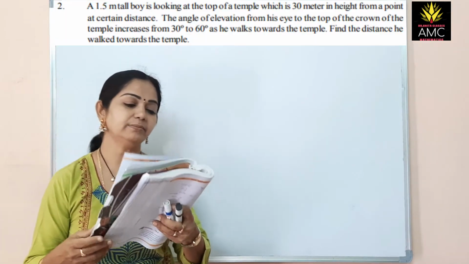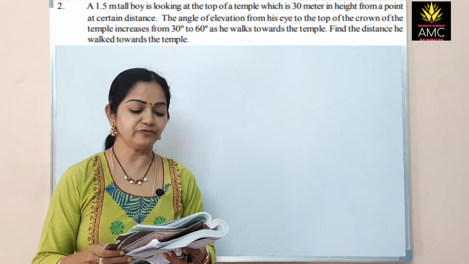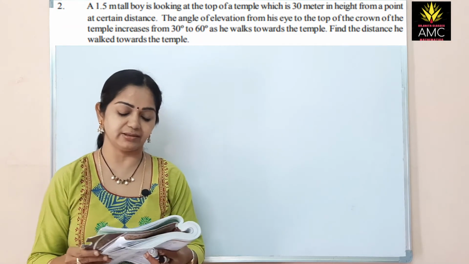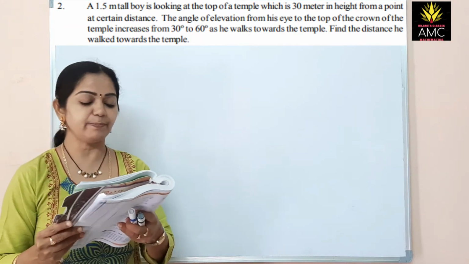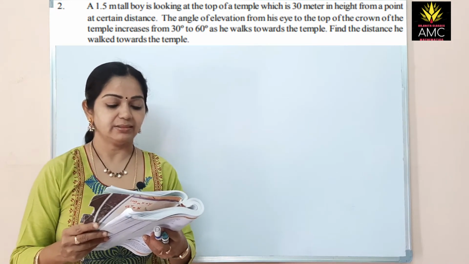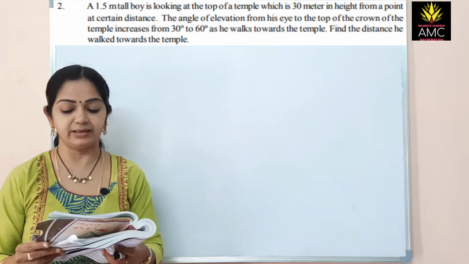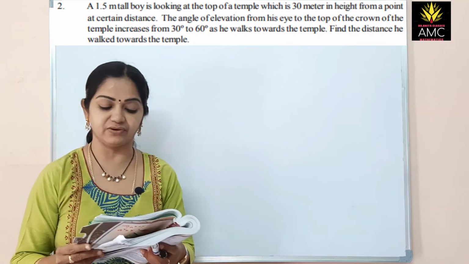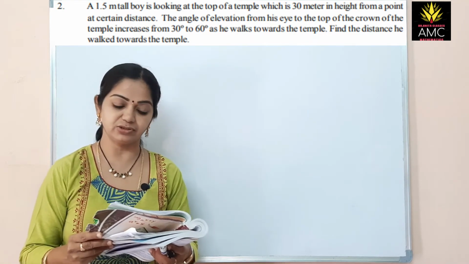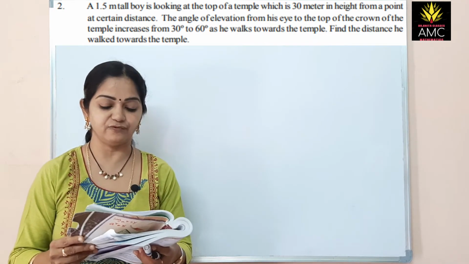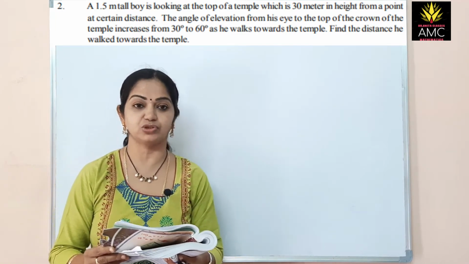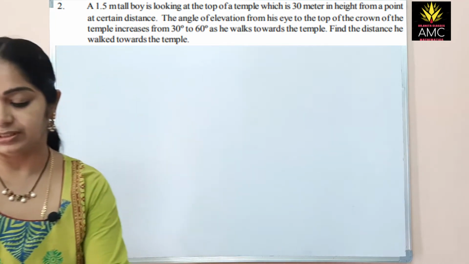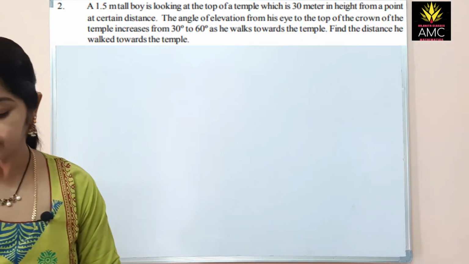Now the second problem. A 1.5 meter tall boy is looking at the top of a temple which is 30 meters in height from a point at certain distance. The angle of elevation from his eye to the top of the crown of the temple increases from 30 degrees to 60 degrees as he walks towards the temple. Find the distance he walked towards the temple.